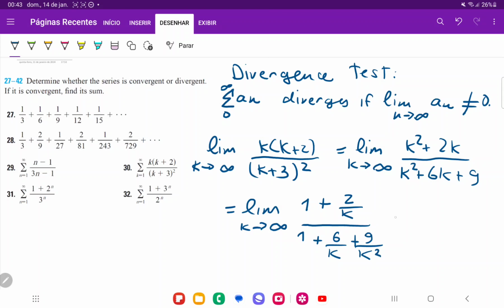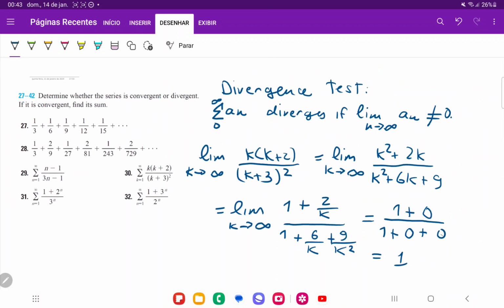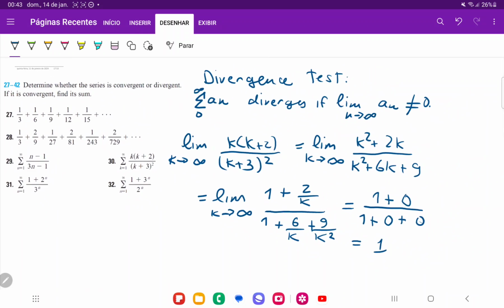So once we're here, we can now take this limit. The limit of 1 is just 1, so that's 1 plus 2 divided by infinity, that goes to 0, all over 1 plus 6 divided by infinity is 0, plus 9 divided by infinity, that's going to be 0. So it's just going to be 1. So we can also see here that this fails by the divergence test, right? Because the limit is not equal to 0.